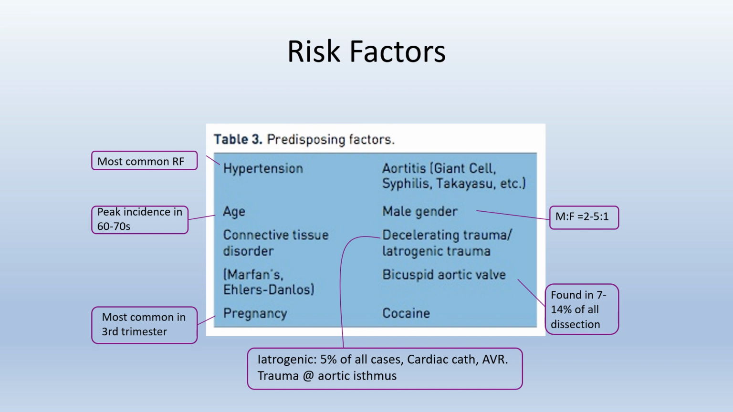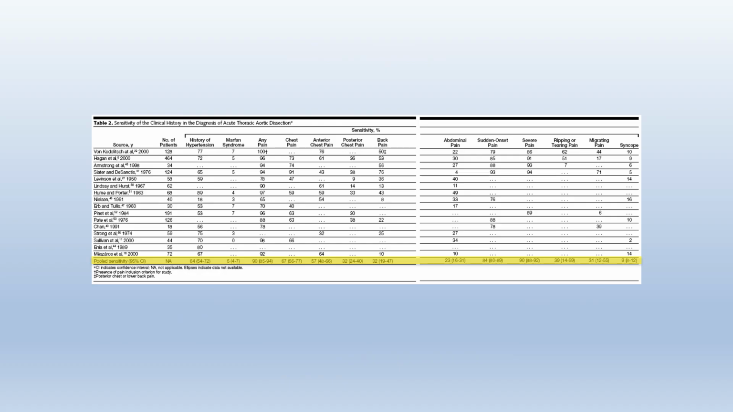So the risk factors for aortic dissection are hypertension, age, connective tissue disorder, Marfan syndrome, pregnancy, aortitis, male gender, decelerating trauma, iatrogenic trauma, bicuspid aortic valve, and cocaine use. So this is a table showing the sensitivity of the clinical history in the diagnosis of acute thoracic aortic dissection.